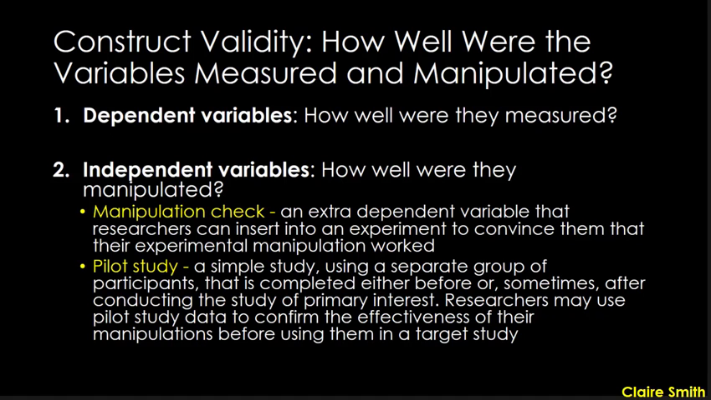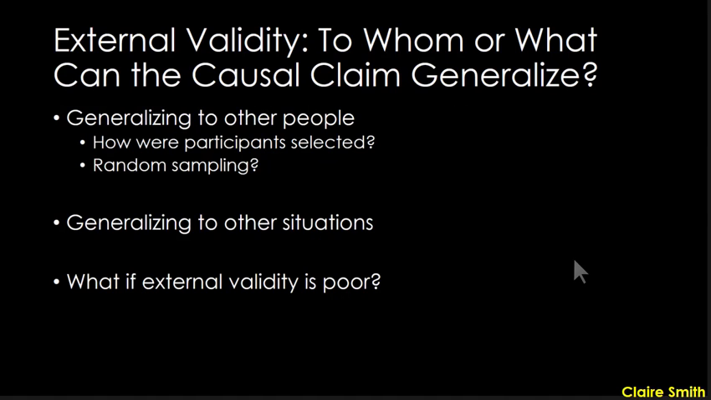Okay, external validity, seeing to whom or what the causal claim can generalize. So we've talked about, in most cases for external validity, generalizing to other people. So looking at how participants were selected, did you use some random sampling technique? Was your population or sample of interest unbiased? Making sure that you can generalize what your research found to other people.